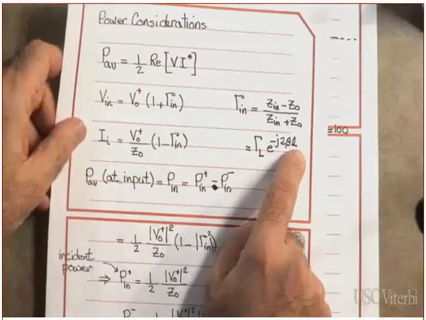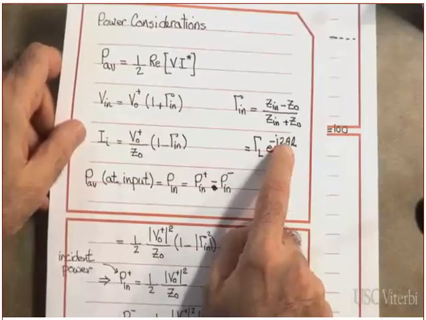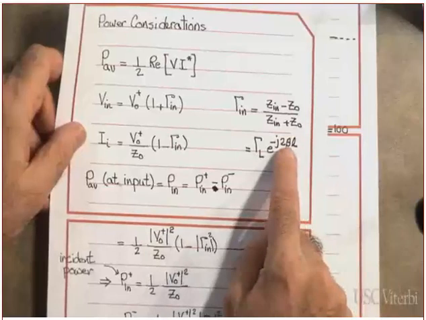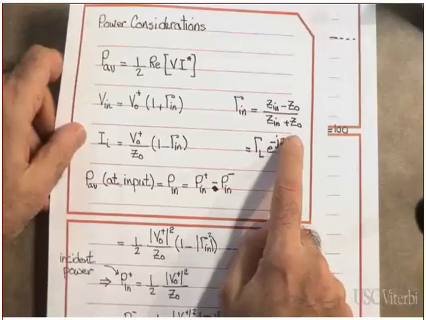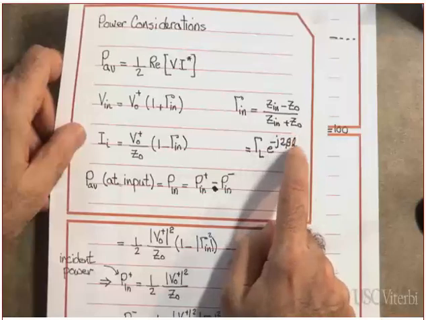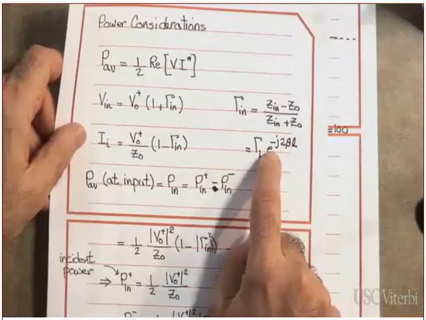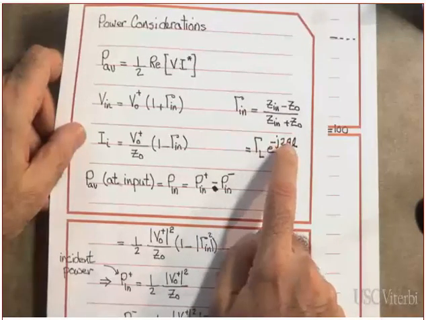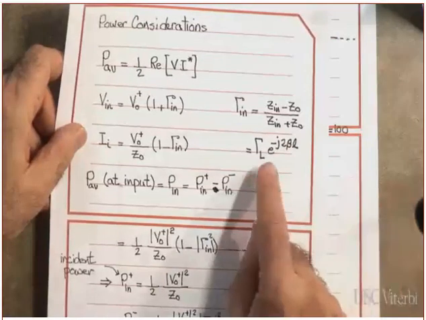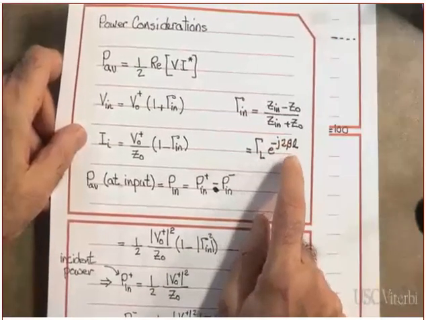Lambda over 4. This one is 2 pi over lambda. Help me, 2 pi over what? Lambda. And this one is lambda over 4. So you get e to the minus, did I mess up? Yeah, j pi. e to the minus j pi. Yes? Which is what?